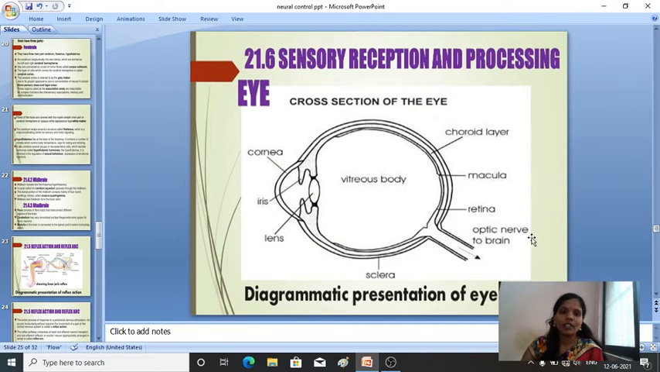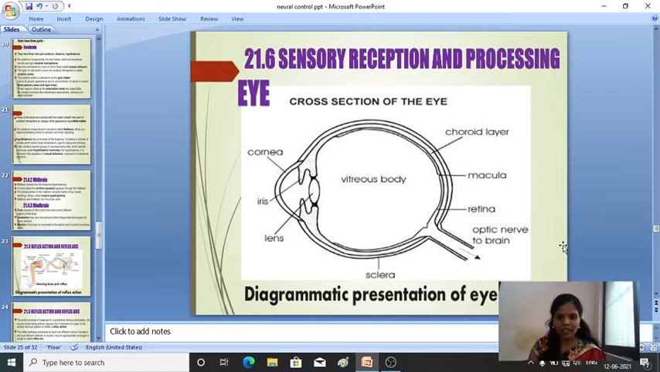Hello students. In the last class we discussed the introduction of neural control and coordination, the different parts of the central nervous system, the structure of the neuron, the structure of the brain, the parts of the brain, that is forebrain, midbrain and hindbrain, conduction of nerve impulse, reflex arc and reflex pathway. Next, we'll move on to another sense organ, that is the eye.